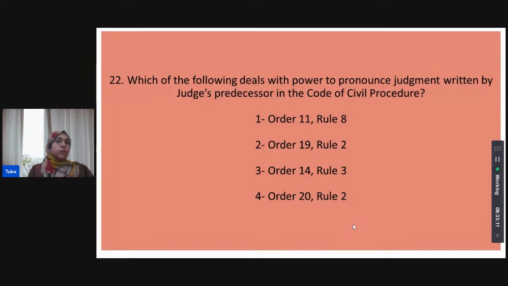Question 22. Which of the following deals with power to pronounce judgment written by judge's predecessor in the CPC? A judge's predecessor wrote a judgment, and now which provision gives another judge the power to pronounce such a judgment? Is it Order 11 Rule 8, Order 19 Rule 2, Order 14 Rule 3, or Order 20 Rule 2? We do discuss this particular provision a fair bit because it's a very peculiar provision. You can pronounce a judgment that was written by your predecessor. You must know this. I'm starting the timer.